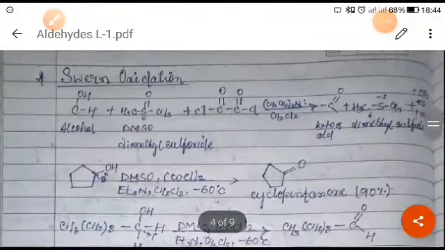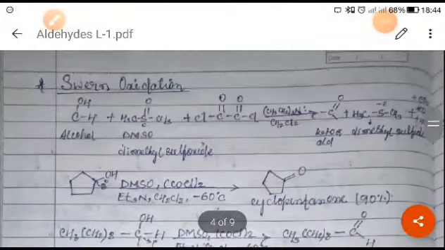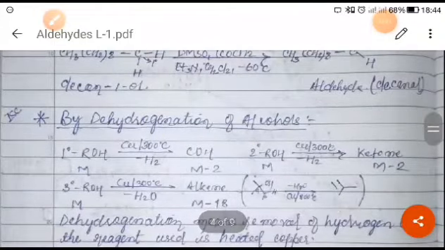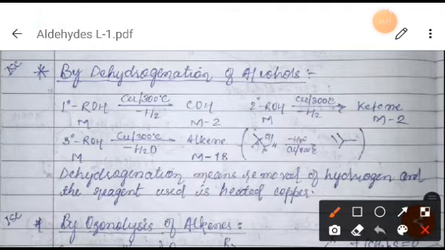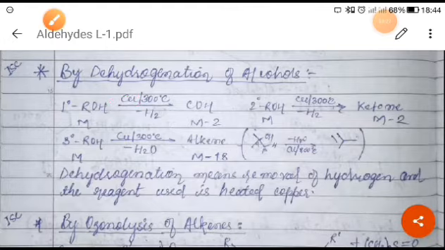Now next we will see dehydrogenation of alcohol. When we talk about the dehydrogenation of alcohol, at that time we are using what? Copper here, because you can see, right? The next method is preparation of aldehyde and ketone by the dehydrogenation of alcohol. You can see we are using copper and 300 degrees Celsius, right? So how can we define this?